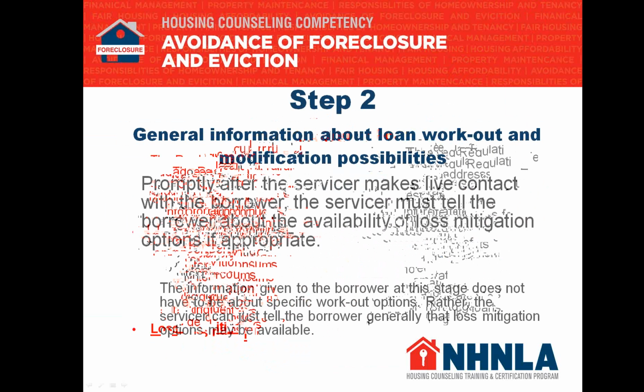Step 2. We're on page 2. General information about loan workout and modification possibilities. So promptly after the servicer makes live contact with the borrower, the servicer must tell the borrower that loss mitigation options are available if appropriate. The information given to the borrower at this stage does not have to be specific. So they don't have to say, oh, you qualify for this, that, and the other. Rather, they just have to tell them that there may be some loss mitigation options available to them.